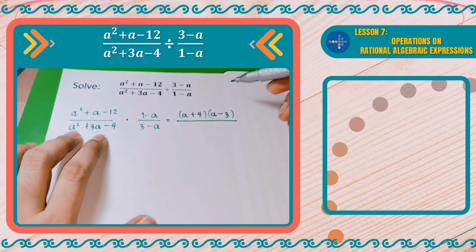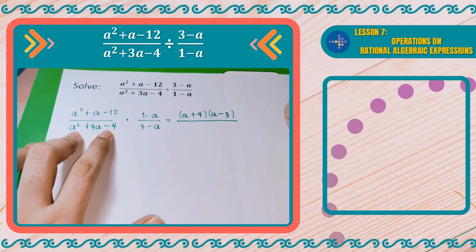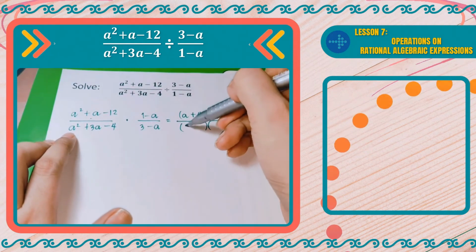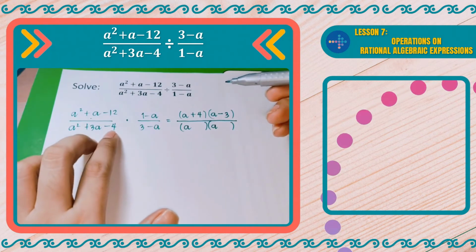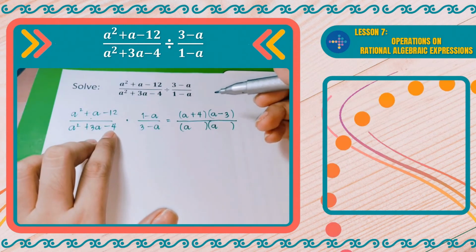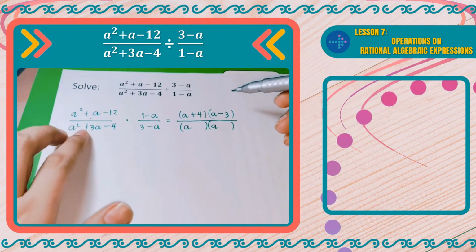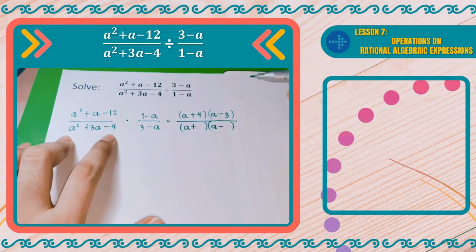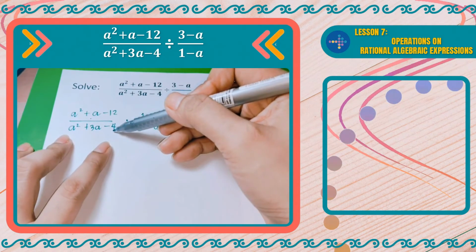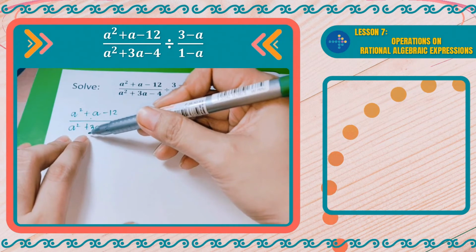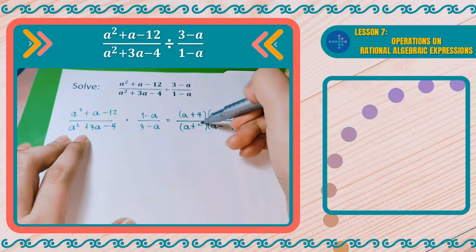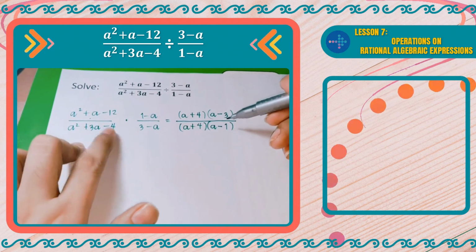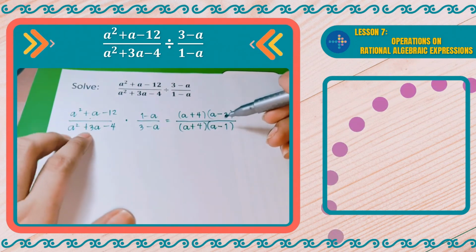How about for the denominator, a squared plus 3a minus 4? So, again, general trinomial. A squared means a times a. Then, the last term is negative 4. So, they have different signs. And the bigger number is positive, so the smaller number is negative. What are the factors of 4 that when subtracted give positive 3? So, we have 4 and 1, because 4 times 1 is 4, and 4 minus 1 is 3.